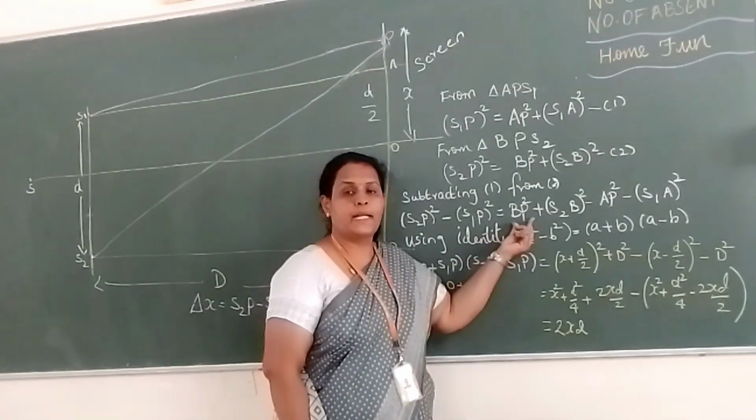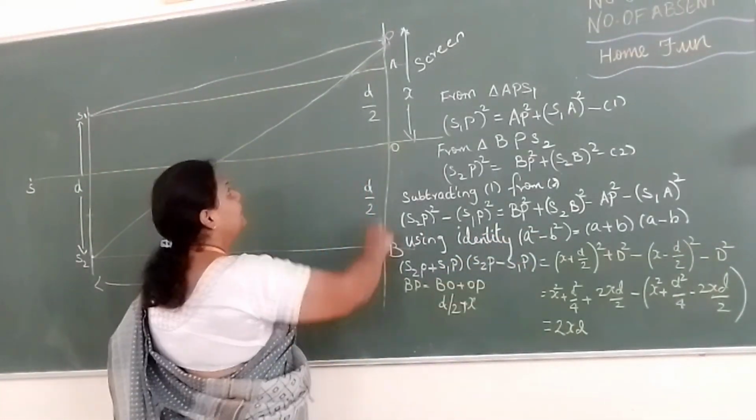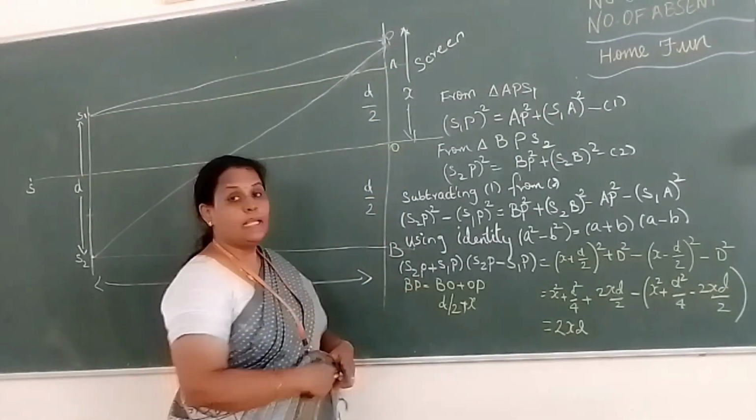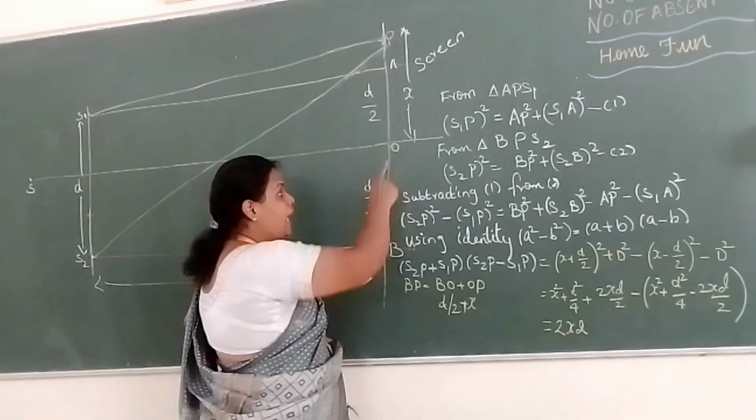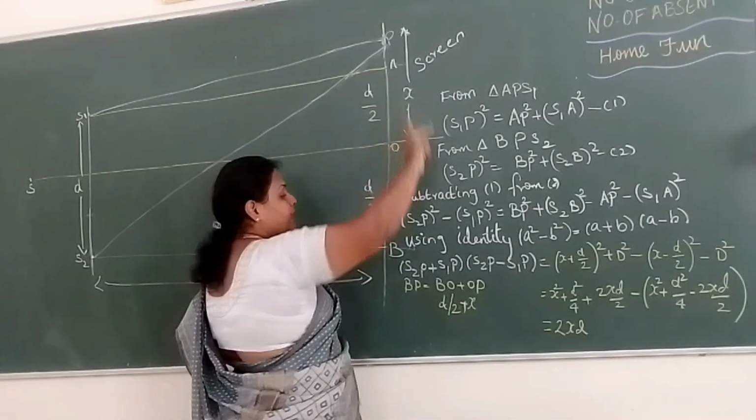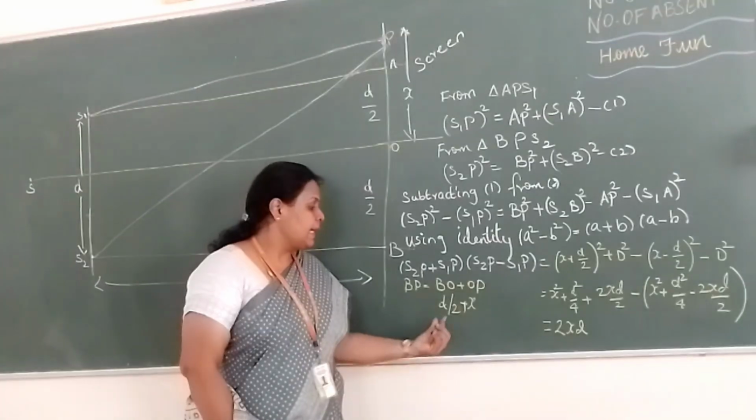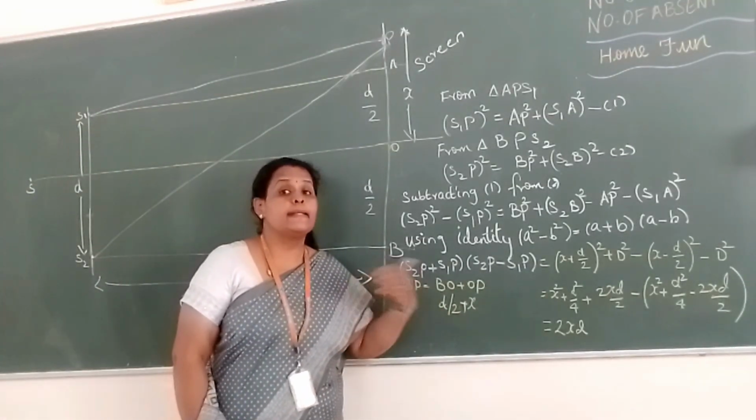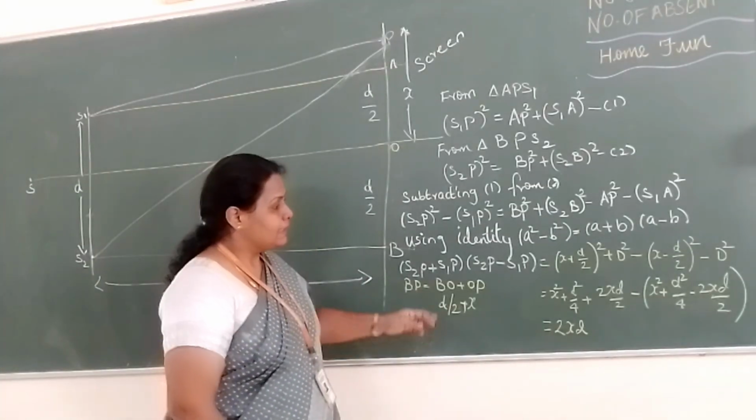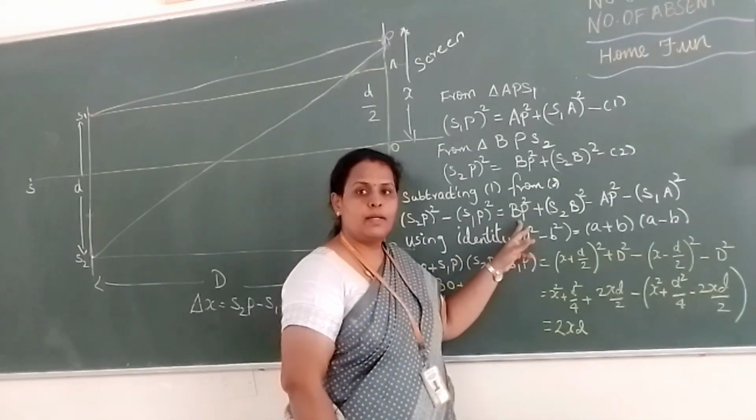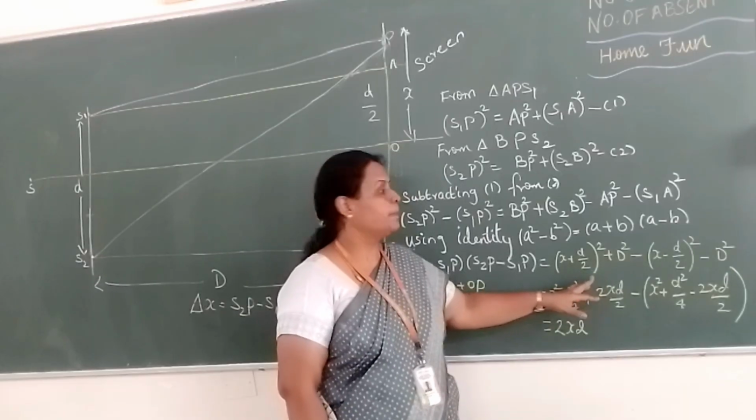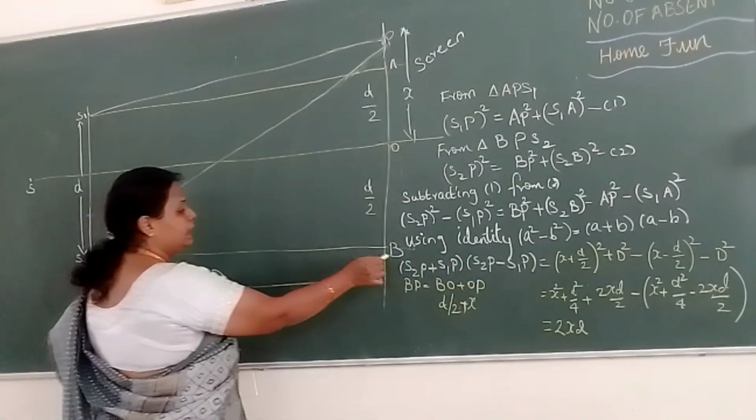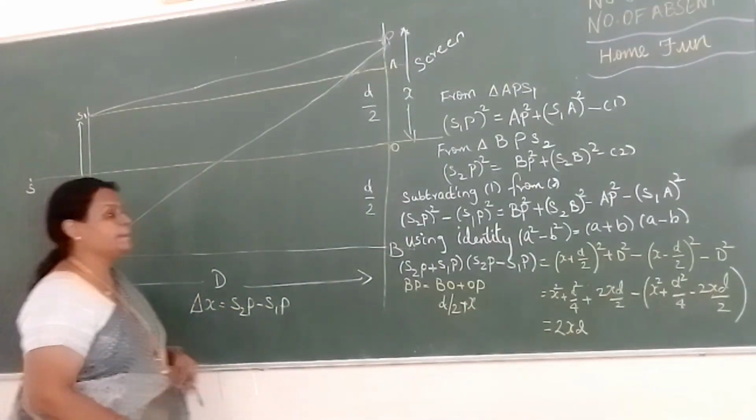So, how can I obtain my BP square? BP square can be written as BO plus OP, where my BO is d by 2 and my way from O to P is given as x. So my BP is d by 2 plus x, or x plus d by 2. Substituting the values, I have BP square as x plus d by 2 the whole square, and S2B the whole square is, see, from S2 to B the distance is capital D.